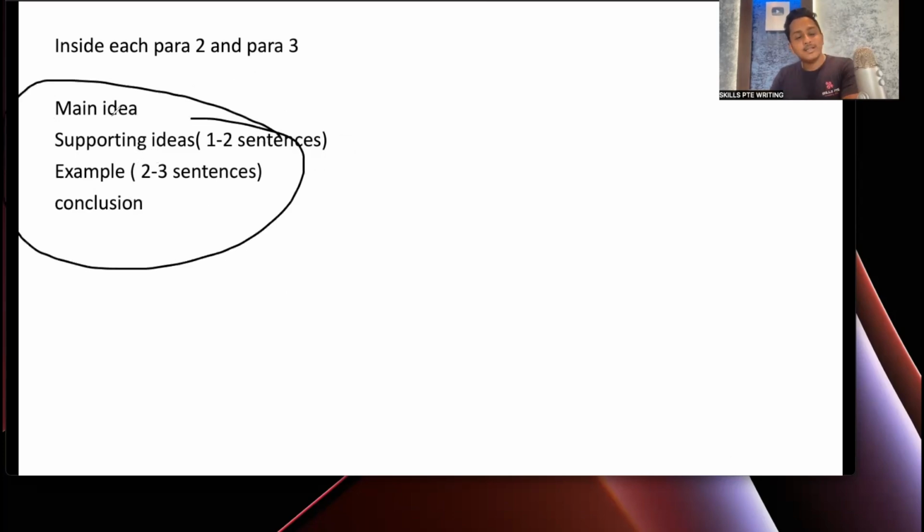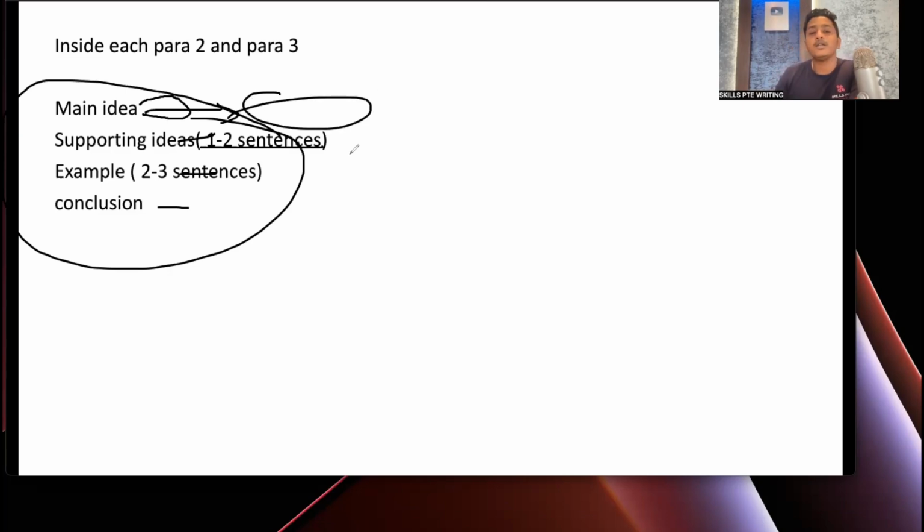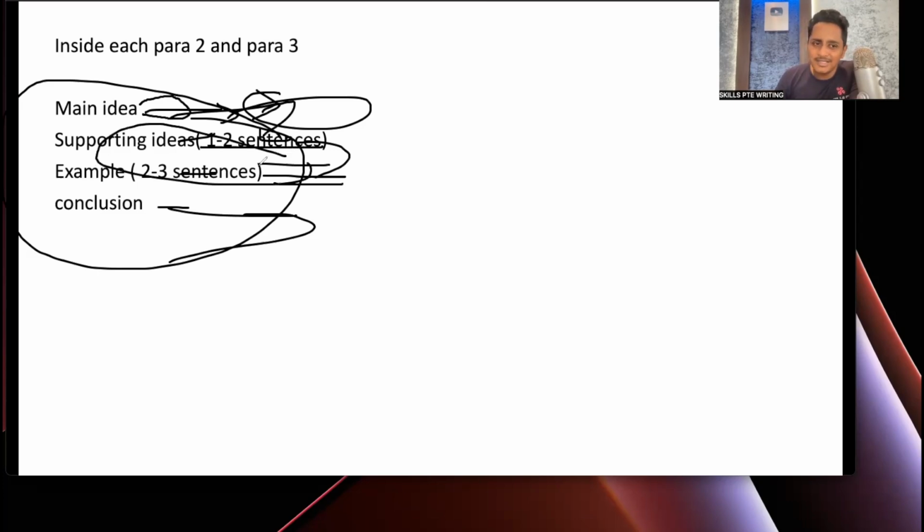You write agree, disagree. If you're agreeing here, tell why you agree, support it, example, conclude. Advantage, disadvantage: main advantage in one line. Why do you think it's an advantage? Supporting that. You have an example of that sort, write 2 or 3 sentences, conclude. Discuss both the sides: first side. Why do you think the first side is correct? Main idea, why, supporting idea. I have an instance for the same, example, conclusion.